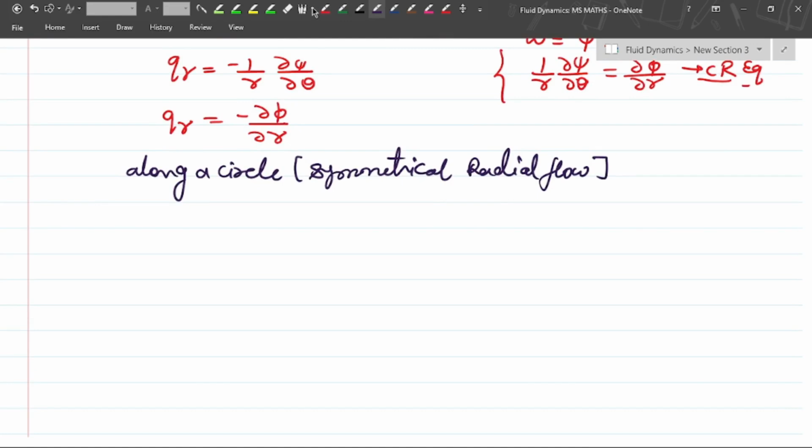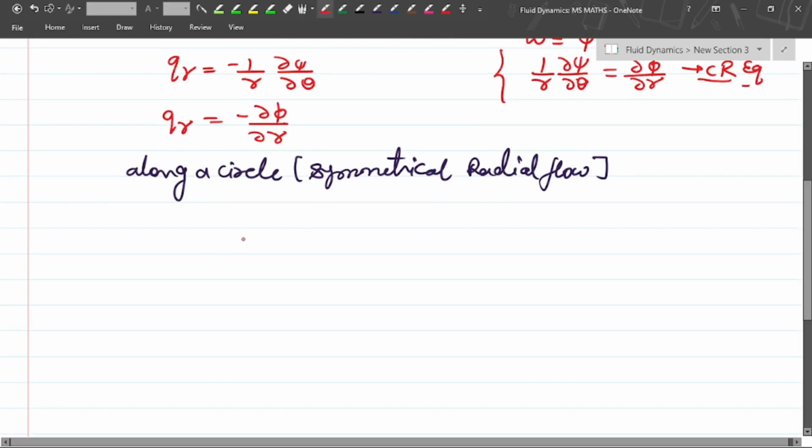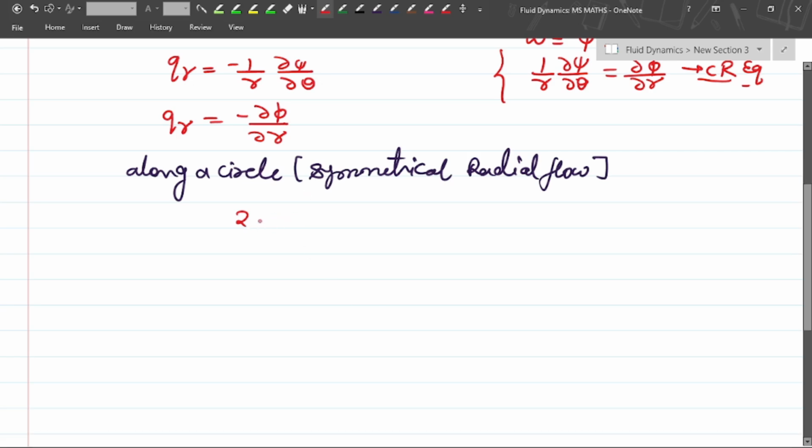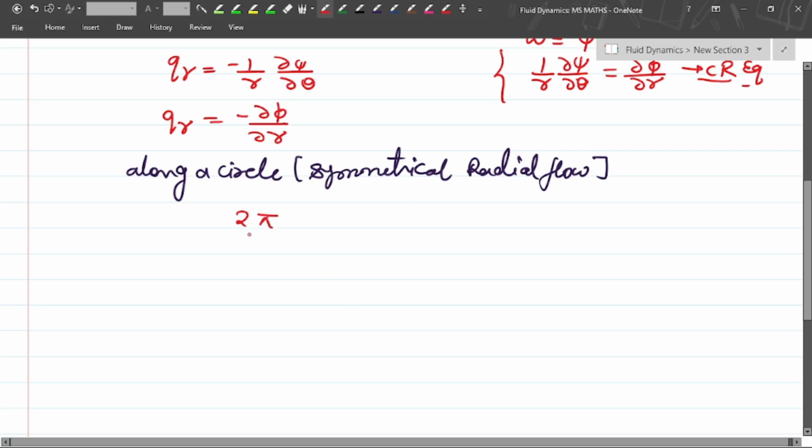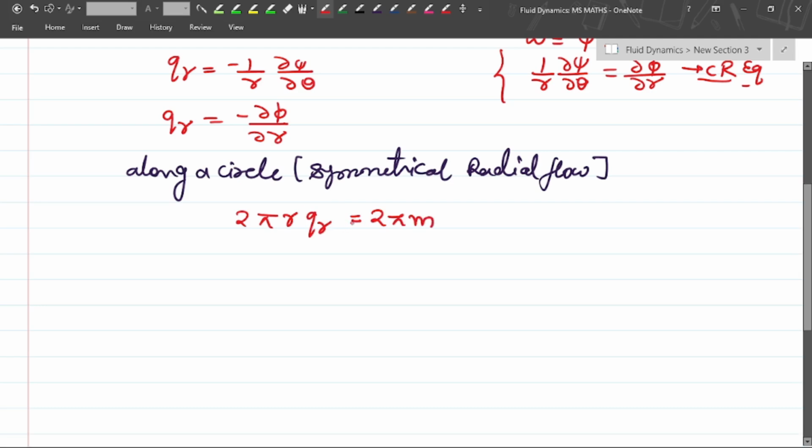Okay, then the relation is basically 2πr times the velocity. Yeah, that is basically the length. 2πr is the length of the circle, which means it is the perimeter, and the velocity is basically q_r, which is equal to the mass, 2πm. Okay.